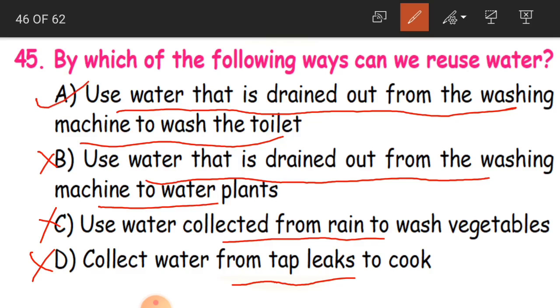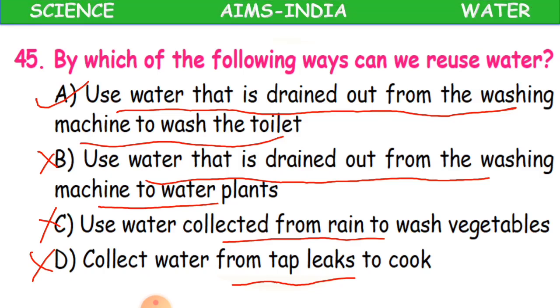Use water that is drained out from the washing machine to wash the toilet. Actually, the drained out water of the washing machine has some surf water, like detergent water, which we can use to wash the toilets. You get the water and also the liquid, whatever liquid we use to clean our clothes. That liquid again we can use to clean our toilets. Even water is saved, even the liquid is saved. Here we are mostly talking about the reuse of water. So A option is the correct one.